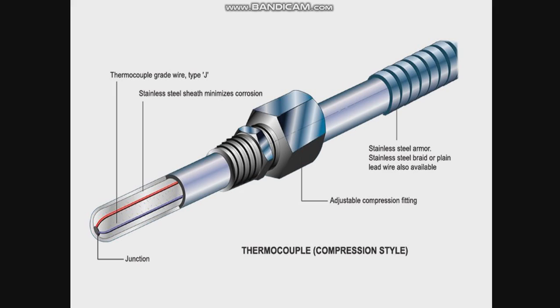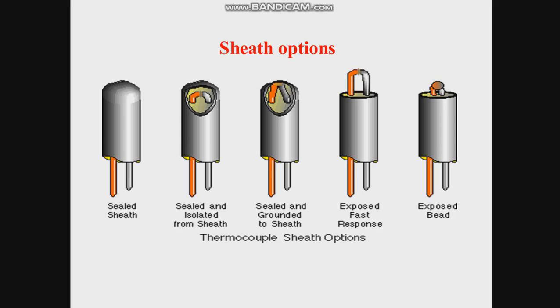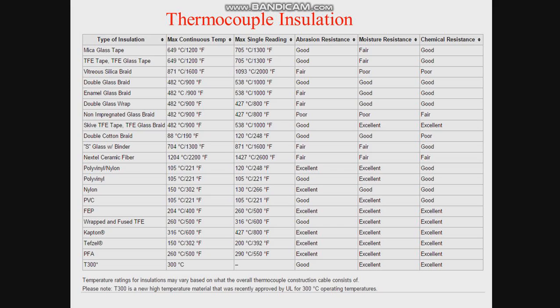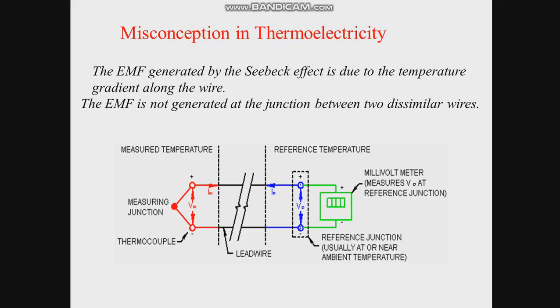This is another type of thermocouple. This is the thermocouple compression style. The sheath options of thermocouples: sealed sheath, sealed and isolated from sheath, sealed and grounded to sheath, exposed fast response, exposed bead sheath. This is the tabular diagram of thermocouple insulation with various types: maximum continuous temperature, maximum single reading, abrasion resistance, moisture resistance and chemical resistance.